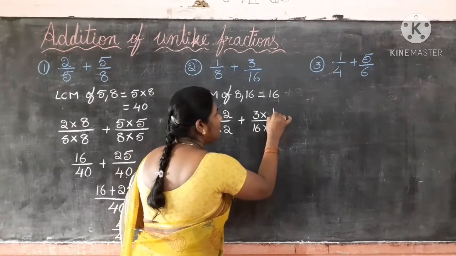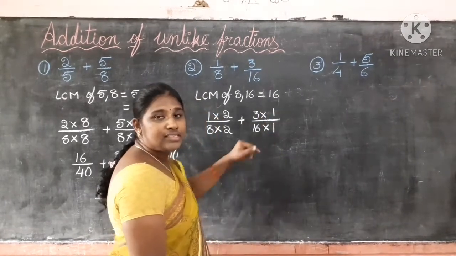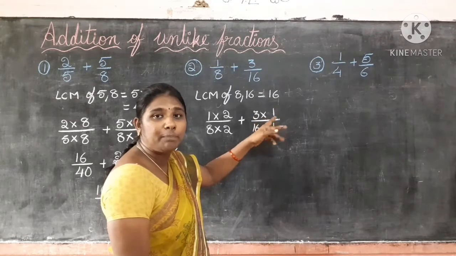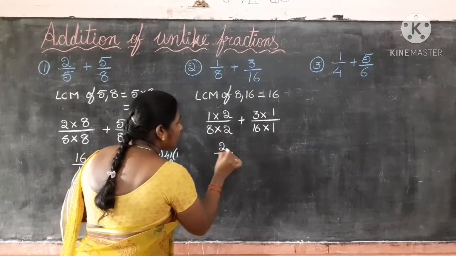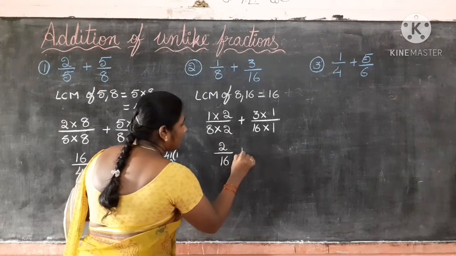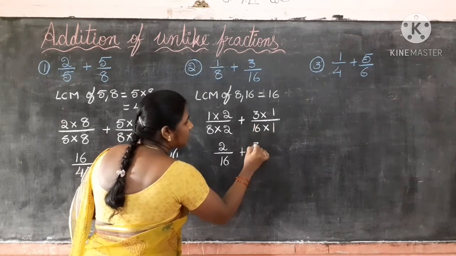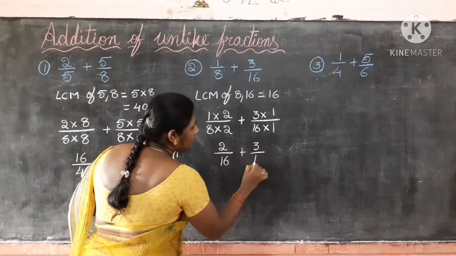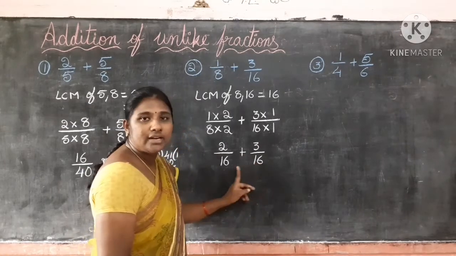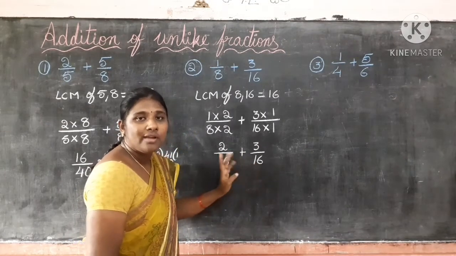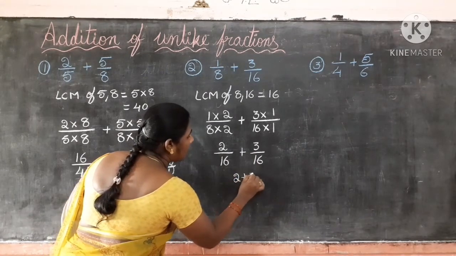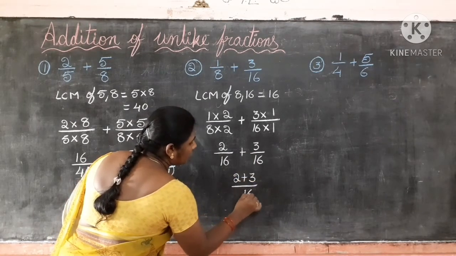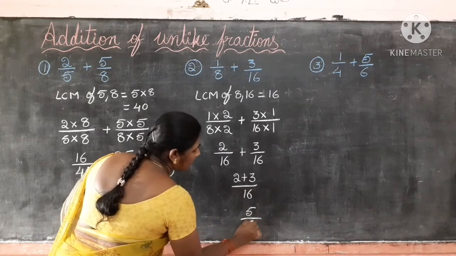So here 1, here 1. 16 1s are 16, both we have to multiply with 1. So numerator is 1 2s are 2 by 8 2s are 16 plus 3 1s are 3 by 16 1s are 16. Here denominators are same. So what we have to do? We have to add the numerators. 2 plus 3 by 16. 2 plus 3 is 5 by 16.